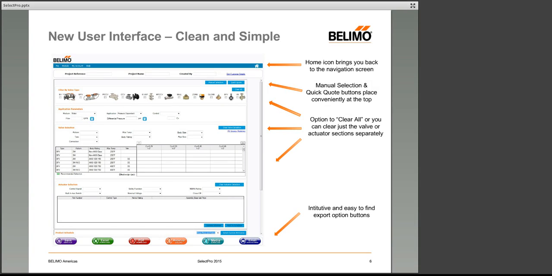We have these intuitive and easy to find export option buttons at the bottom. In the past, they were just under the menu bar at the top, but if you clicked on File, they would drop down. They are still located here. However, the buttons allow you to visually see them easier and without having to click another option screen.